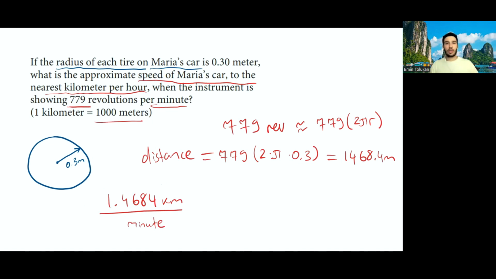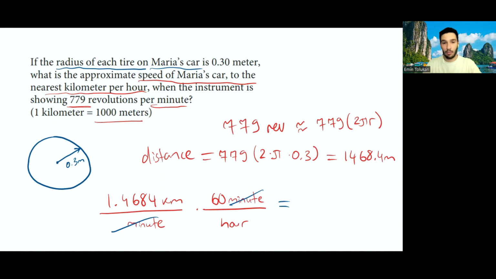How many minutes are in 1 hour? 60, right? So I can write here a conversion rate. There are 60 minutes in 1 hour. So what will happen is minutes will cancel and I will get 1.4684 times 60 kilometers per hour.